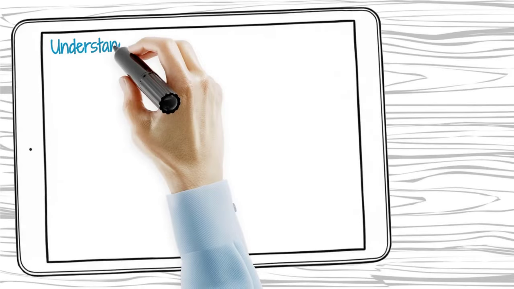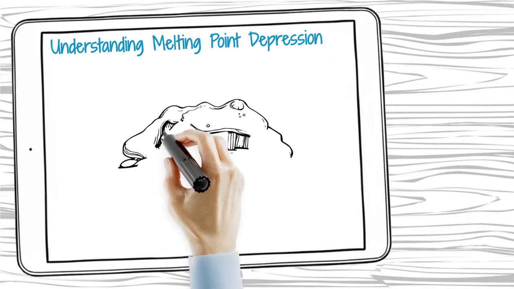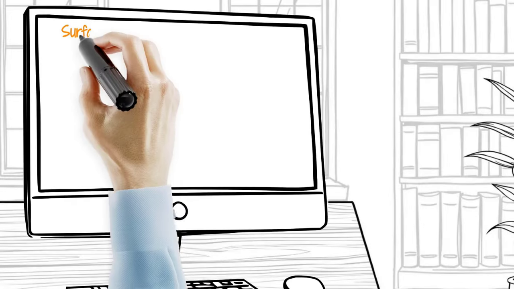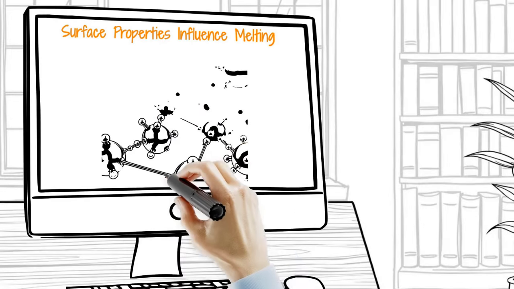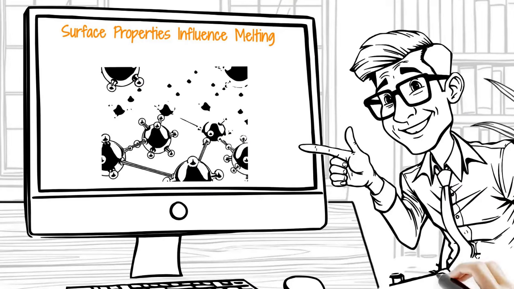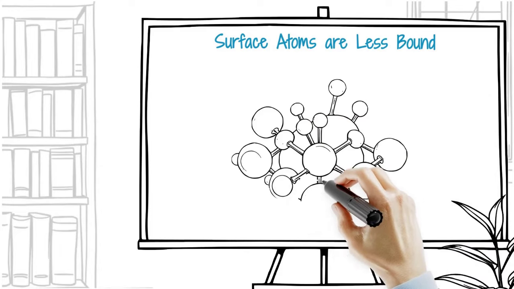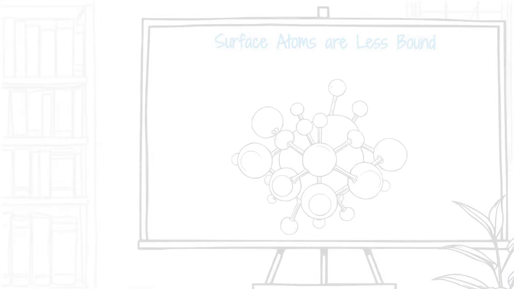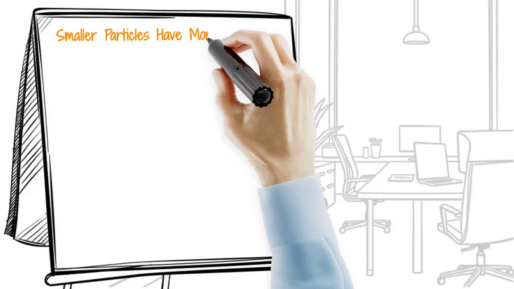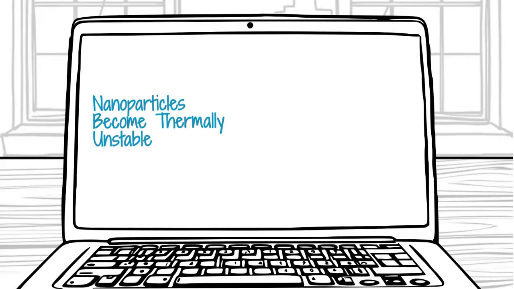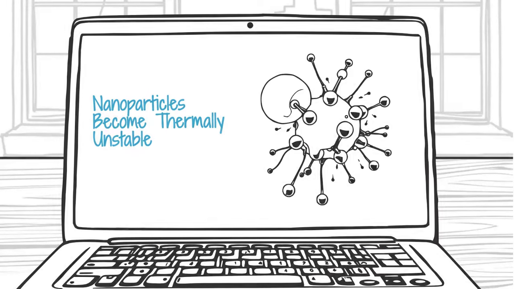Nanoparticles tend to melt at much lower temperatures than their bulk counterparts, sometimes by hundreds of degrees. This surprising behavior arises because the surface properties of very small particles dominate over their internal volume properties. Atoms on the surface are less tightly bound and more reactive, making the entire structure easier to melt. As the particle size decreases, the proportion of these weakly bound surface atoms increases. This leads to the entire nanoparticle becoming thermally unstable at lower temperatures.